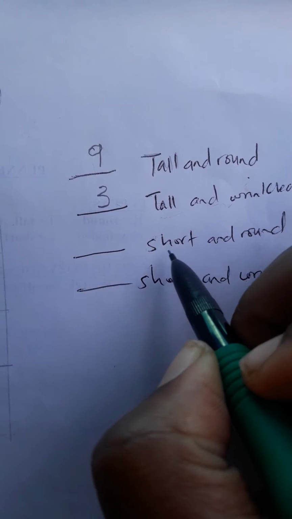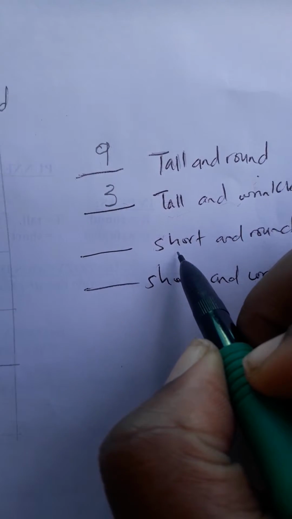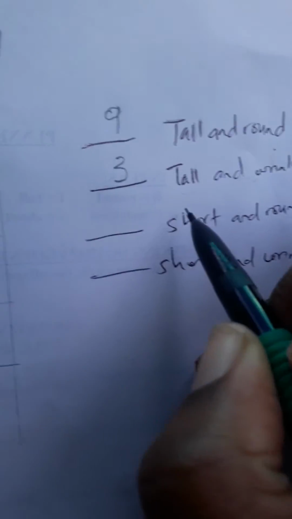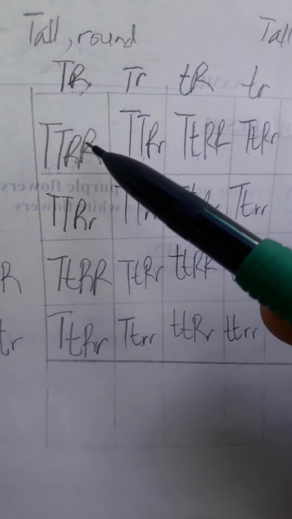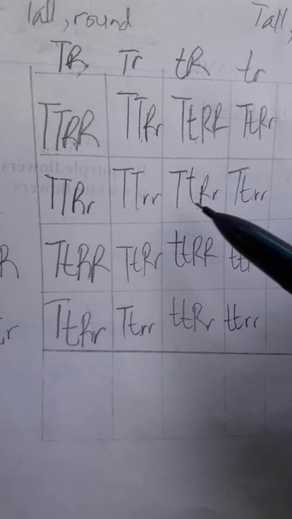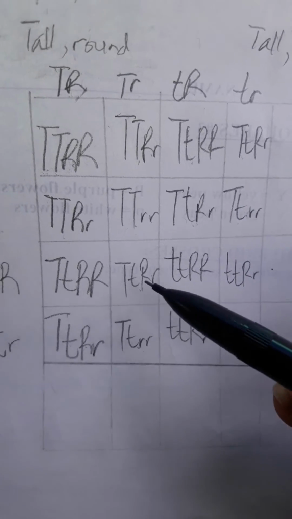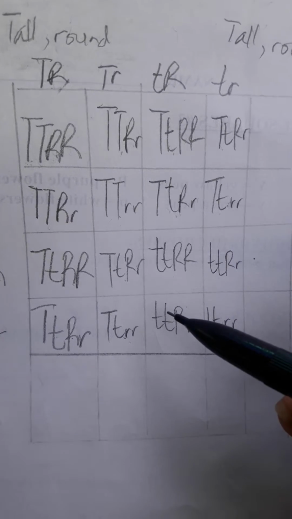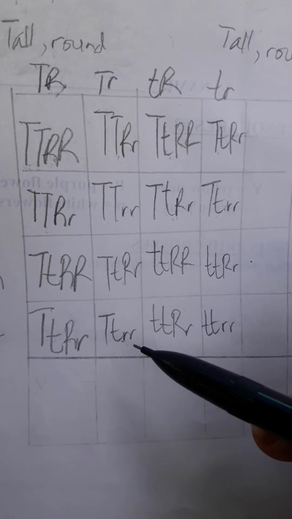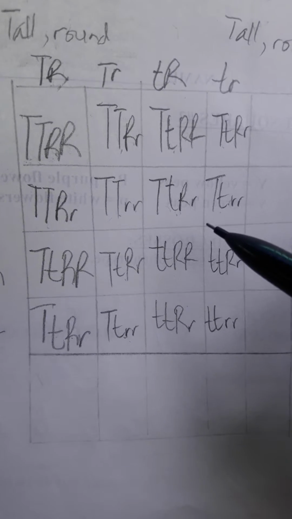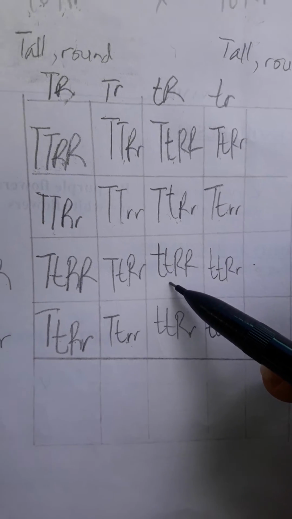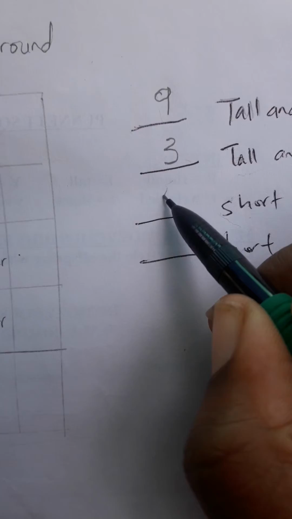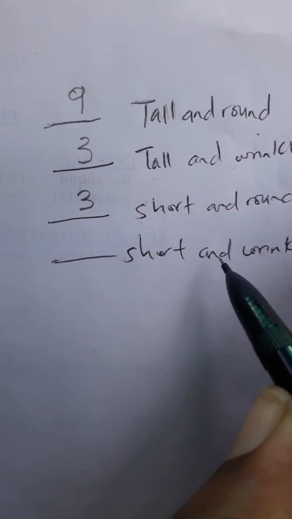Short and round. In order to be short, the organism must carry the small t and the big R, the capital R. Let's go across. Small t, capital R. Have you found it? You can pause the video and try to find it for yourself. Alright, so small t, capital R. You're correct. 1, 2, 3. So that's 3.